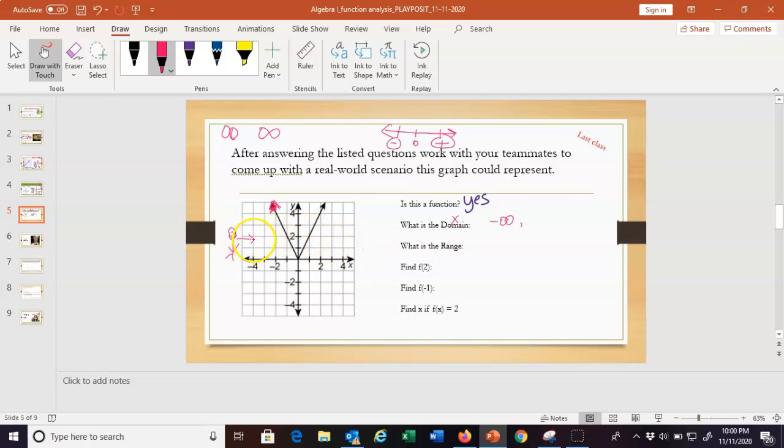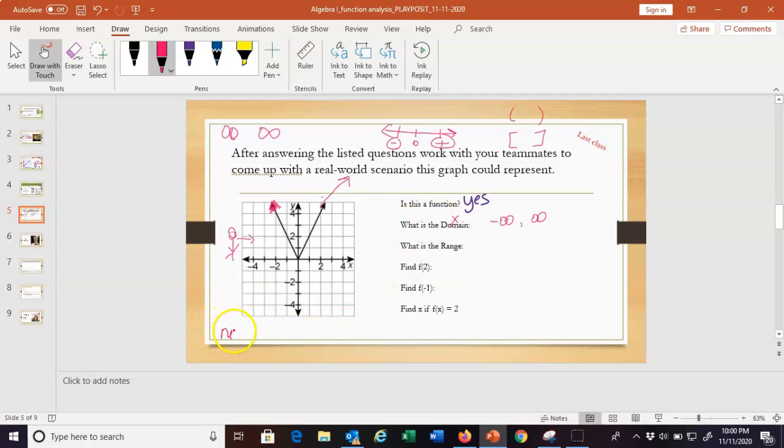If we keep walking along the x-axis, the arrow on this function goes up, up, up, up, up to the right forever and ever and ever and ever. So what value is to the right forever and ever? That is positive infinity. So now we just need to decide if we're going to have parentheses or brackets. And I'm here to tell you, you can never have a bracket on infinity.